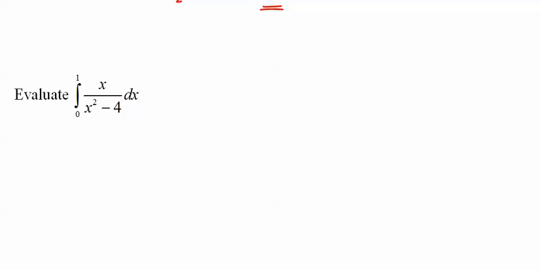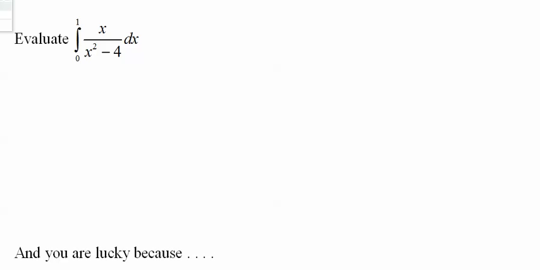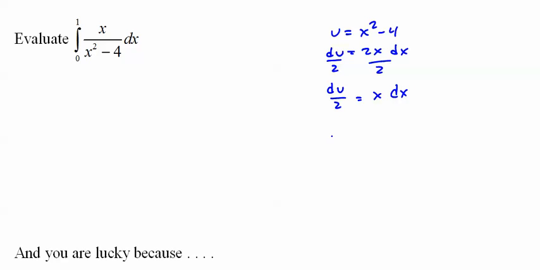And yes, last one. Long video. So u equals x squared minus 4. Du equals 2x dx. I'm going to have to divide by 2. Du over 2 equals x dx, which is fine. And then u of 0 equals negative 4. That might be a problem in our near future. U of 1 equals negative 3.